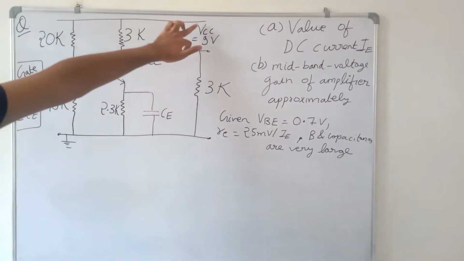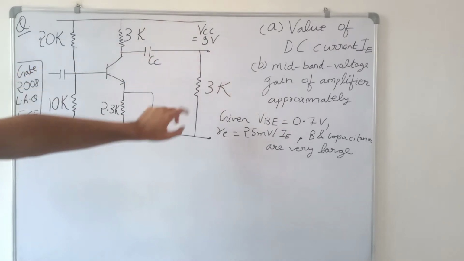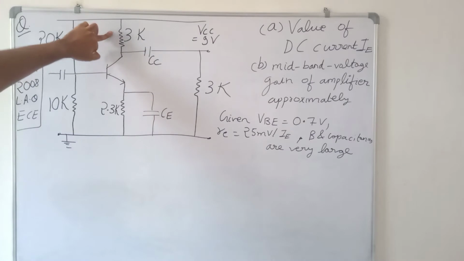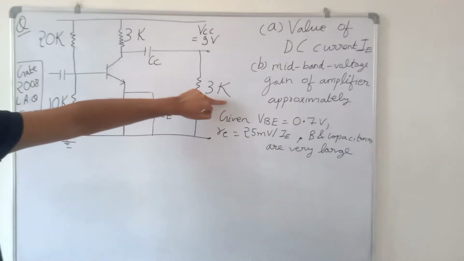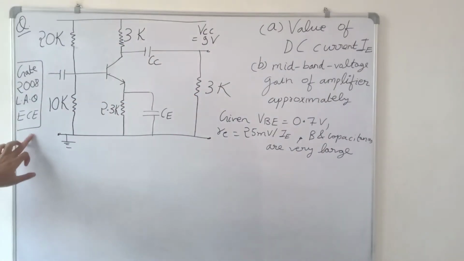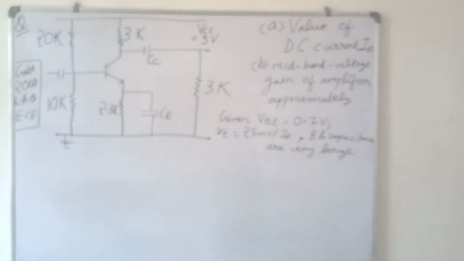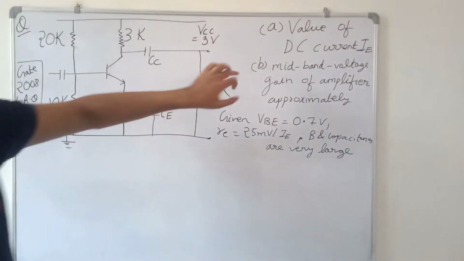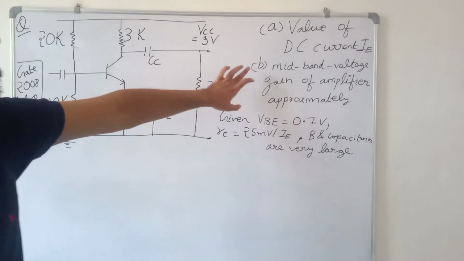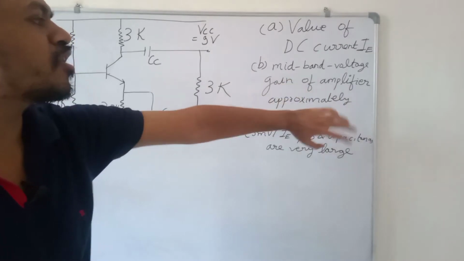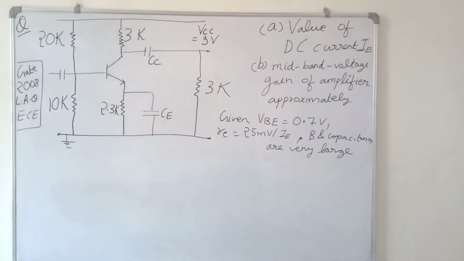This is 3k. DC bias VCC is given as 9 volt, emitter resistance is given as 2.3k, collector resistance is given as 3k, and load resistance is also given as 3k. So basically this is a linked answer question. First we have to find the value of the DC current IE. And in the second part of the linked answer question, based on this we have to find the approximate value of the mid-band voltage gain of the amplifier.